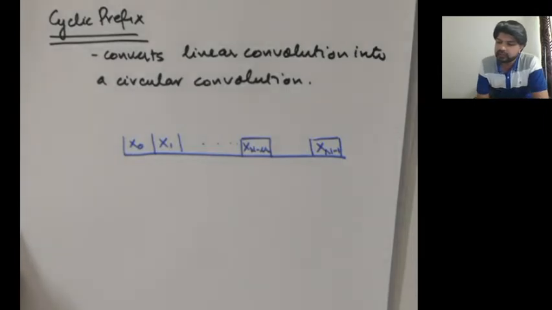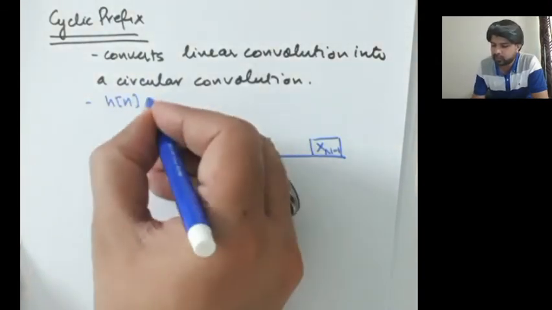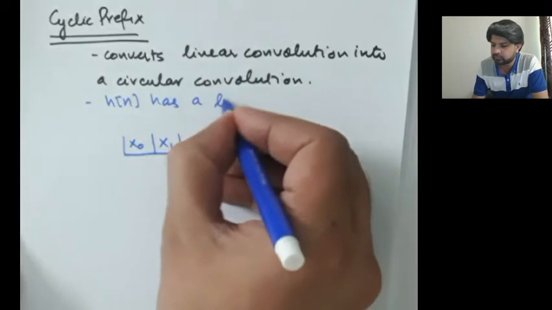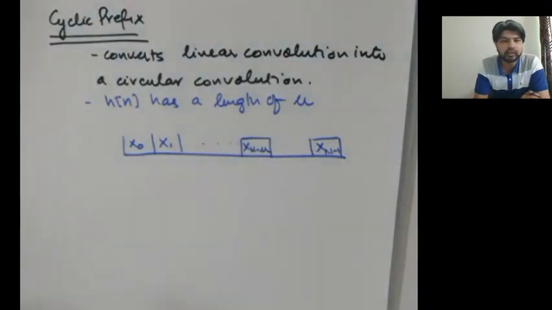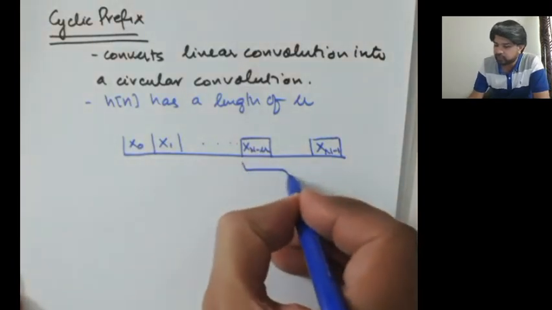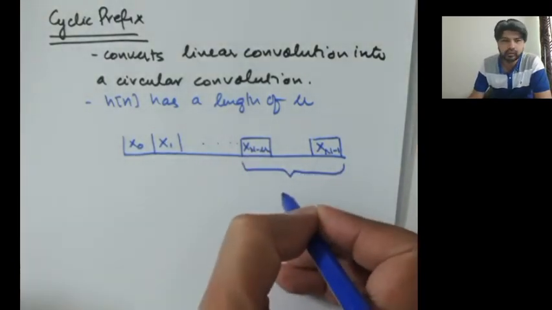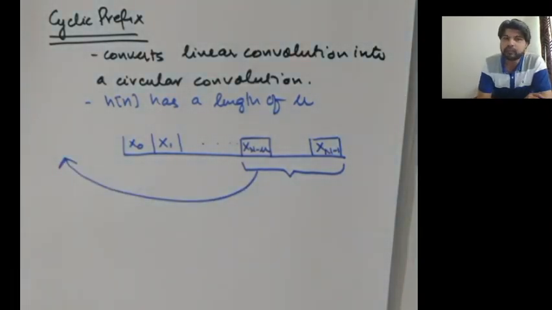We would suppose that the channel has a length of mu, sorry. So h of n has a length of mu. Right? So you have a channel of mu samples. So what you would do is that you would take the last mu samples of your x of n and you would put them upfront, right, as a prefix. And it is called cyclic prefix because it is put in front in a cyclic manner.